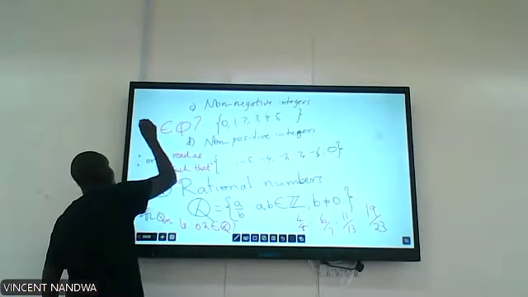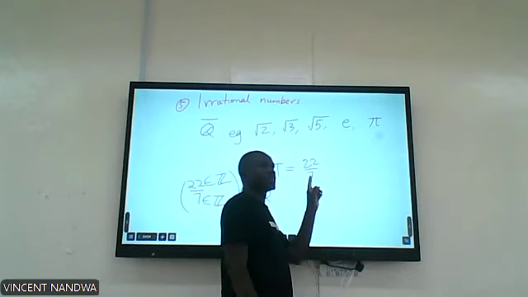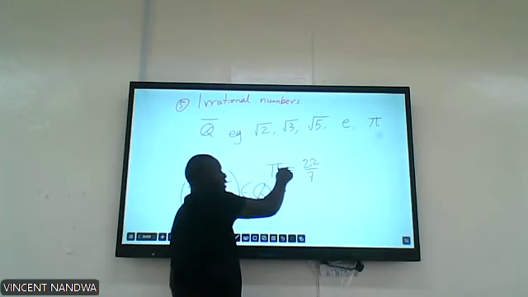So when you write 22 over 7, 22 is an integer, 7 is also an integer. So this number will actually be in the set of rational numbers as per our definition. Okay? But the exact value of pi is pi. It's not 22 over 7. So the correct way of writing that statement is to write this.